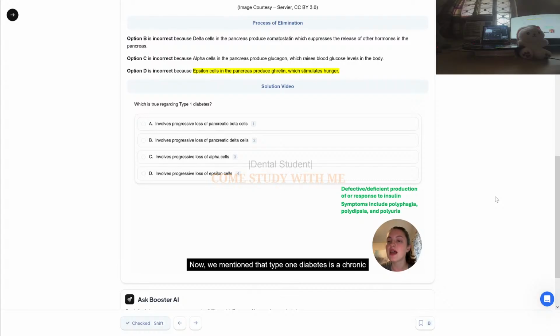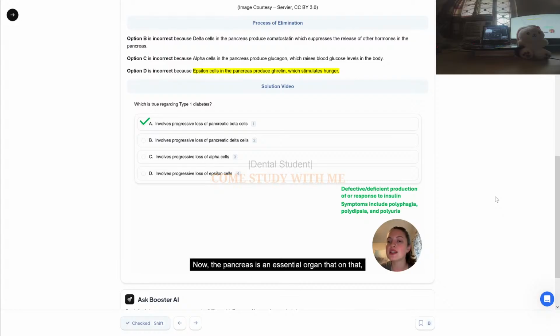Now, we mentioned that type 1 diabetes is a chronic autoimmune disease that is due to an attack and progressive loss of certain pancreatic cells. But which ones? Type 1 diabetes is the result of A, the progressive loss of pancreatic beta cells.